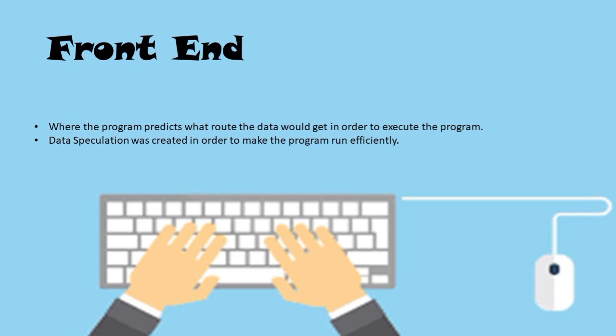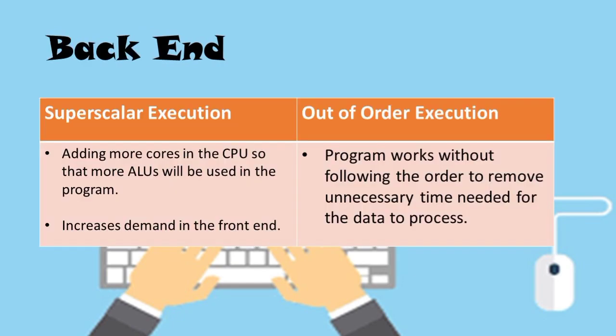The front end is the part of the pipeline that handles the fetch and decoding stages, while the back end is the part of the pipeline where the execution and the write-back are processed. Superscalar execution means adding more cores in the CPU so that more ALUs will be used in the program. It also increases the demand on the front end. So using superscalar execution, or adding more ALUs, will determine the width of your microarchitecture, or the pipeline.